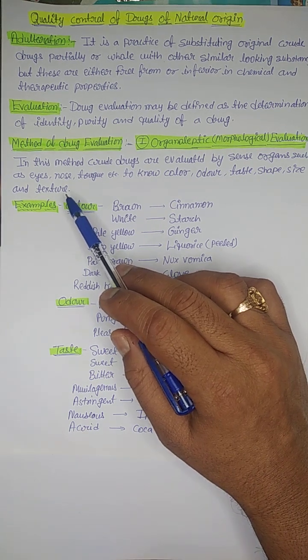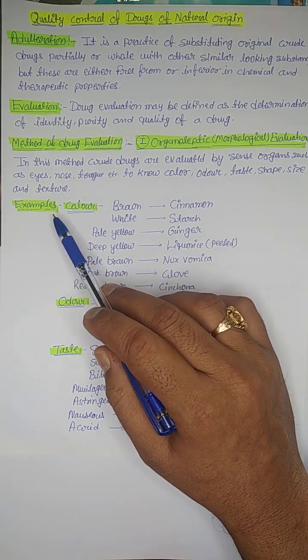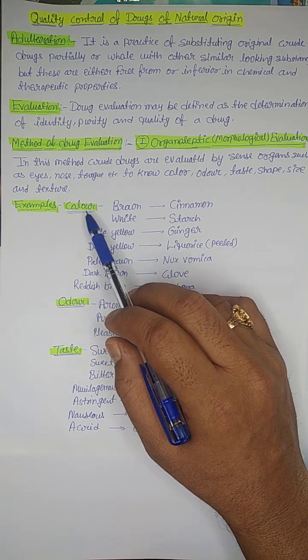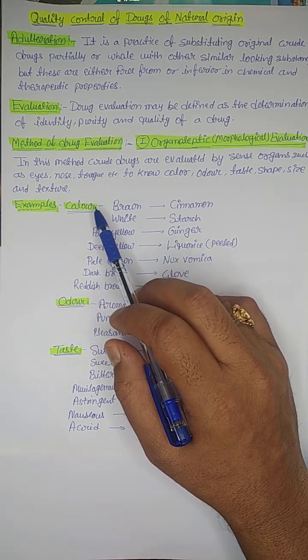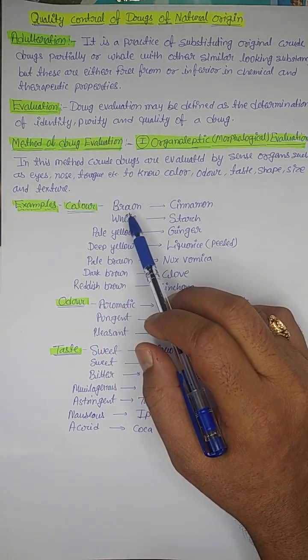So let's try to understand by examples. When we talk about the examples, the first thing is color. Each and every drug has its own color, for example, brown.